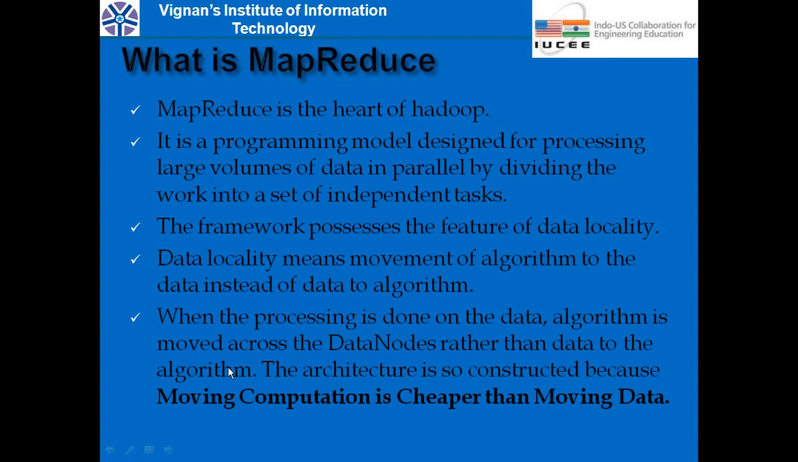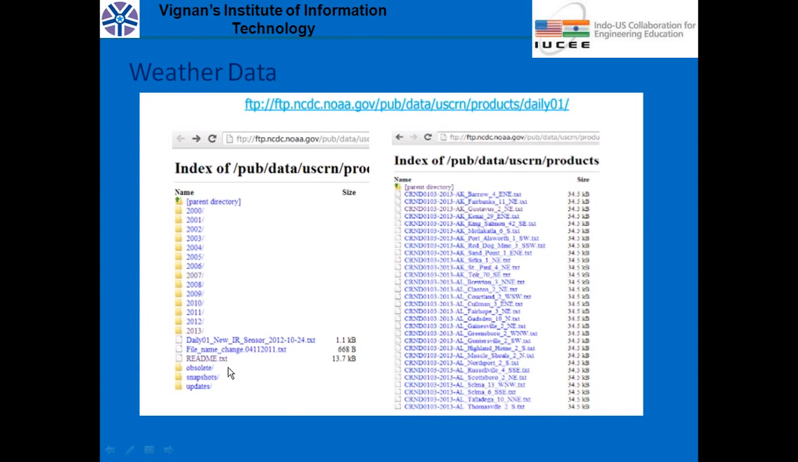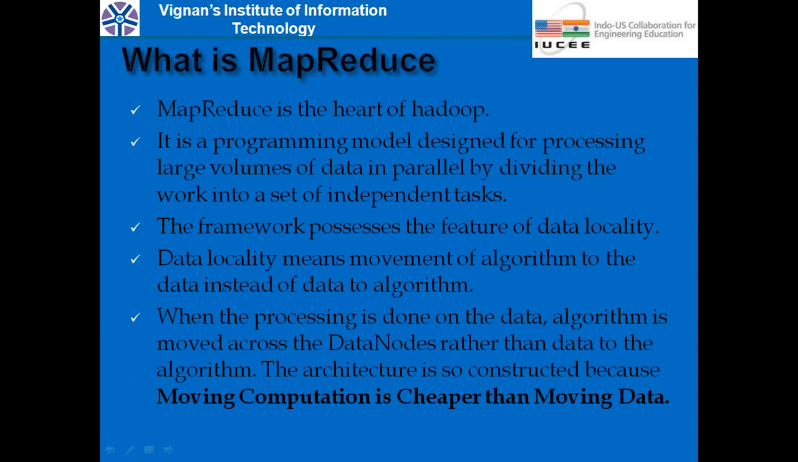When the processing is done on the data, the algorithm is moved across the data nodes rather than the data to the algorithm. This architecture is constructed this way because moving computation is cheaper than moving the data. That is the benefit of using Hadoop. So this is a simple overview of MapReduce, and MapReduce is the heart of the Hadoop framework.